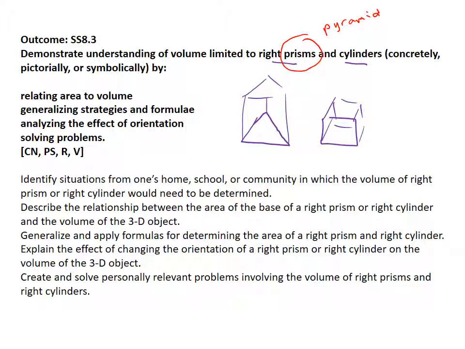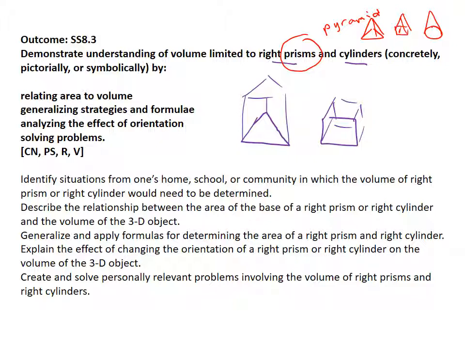So pyramids are the pointy things. So it might have a square base, and then it goes up to a point at the top. It might have a round base like an ice cream cone, or it might have a triangular base and go up to the top. So there's a difference between a pyramid and a prism.